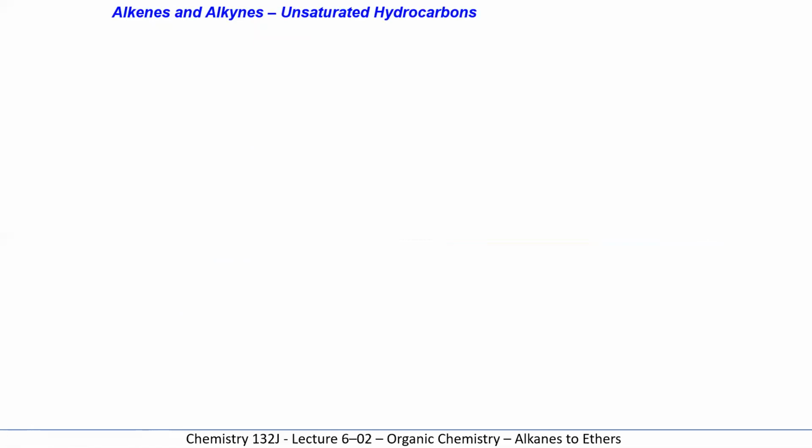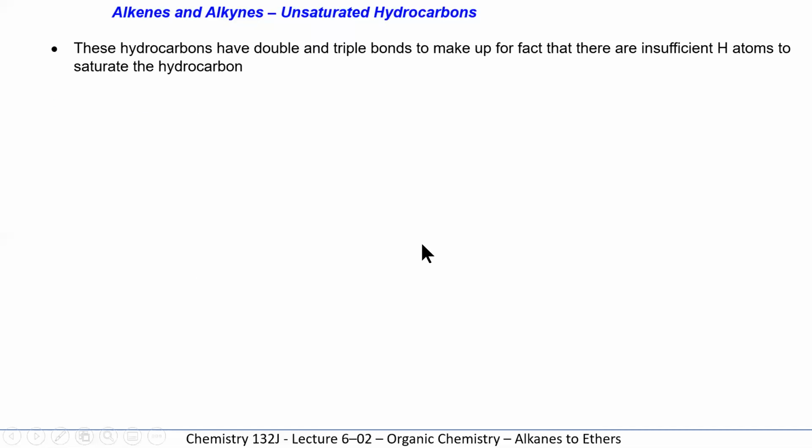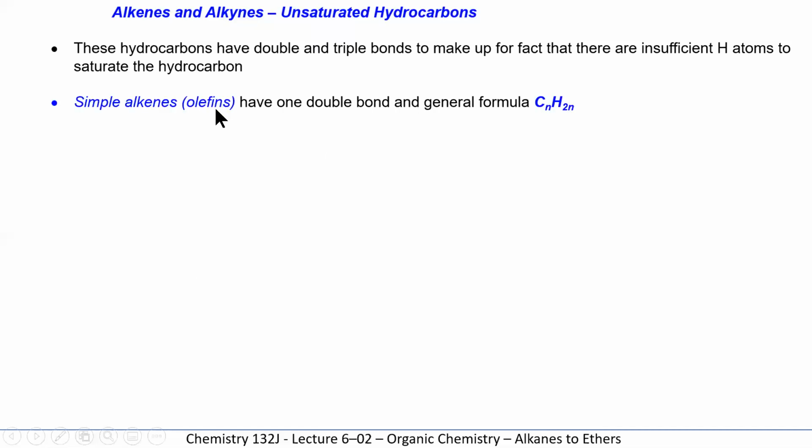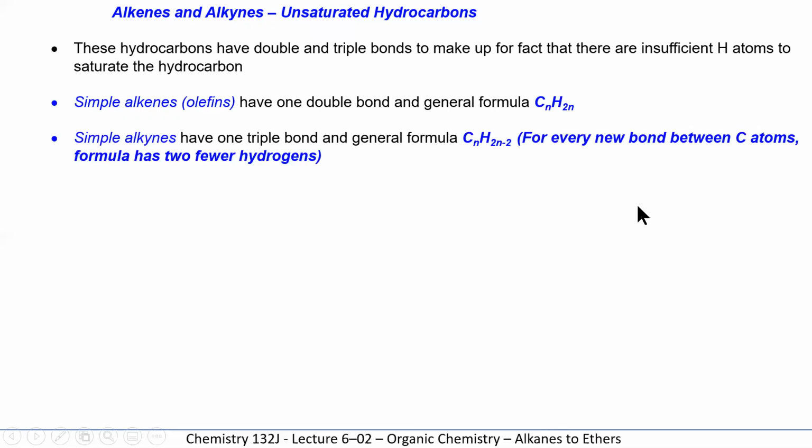Now, we can also have unsaturated hydrocarbons where we have double or triple bonds in the chains. A common name for the compounds with double bonds is olefins. The formula is CnH2n. So if it's a 5-carbon alkene, the formula would be C5H10. We have to remove two hydrogens when we create that extra bond. And if it's a triple bond, we have to remove two more hydrogens. So if it's an alkyne that has 4 carbons, the formula would be C4H6, because when we double it and subtract 2, that's what we get.